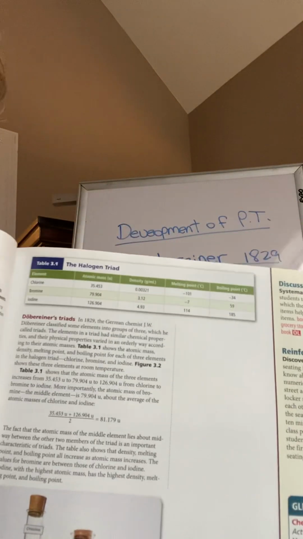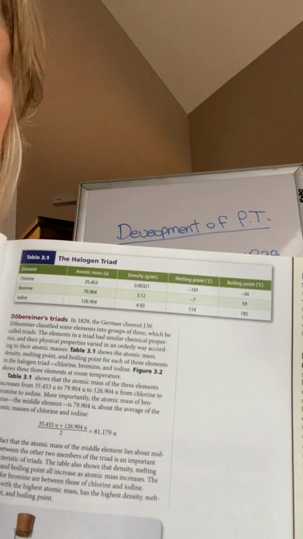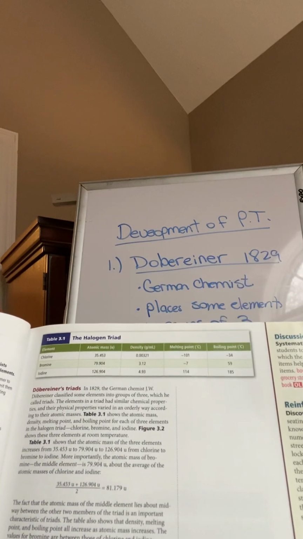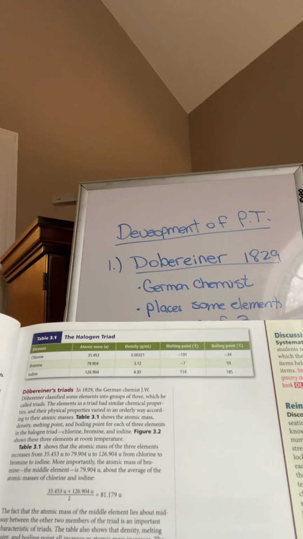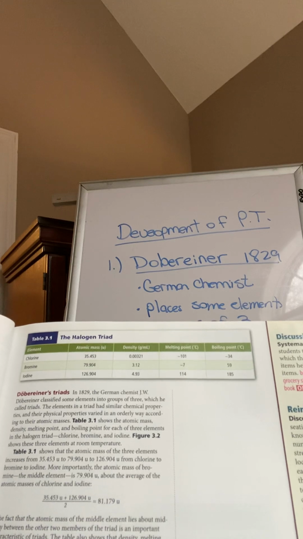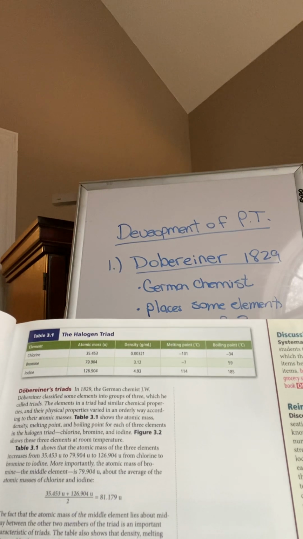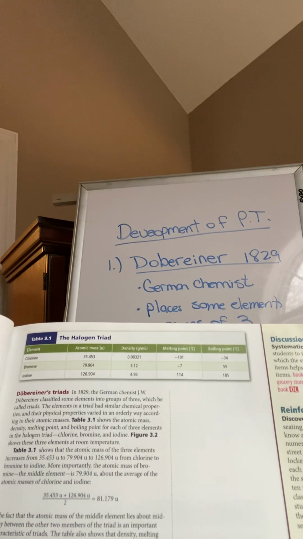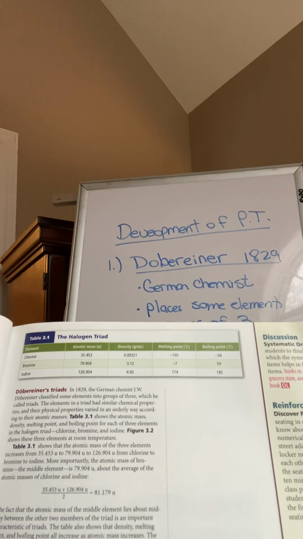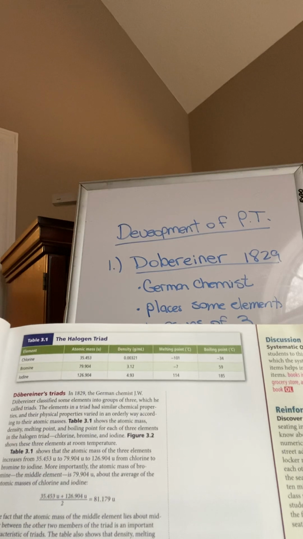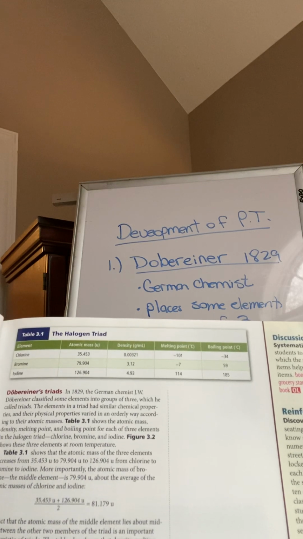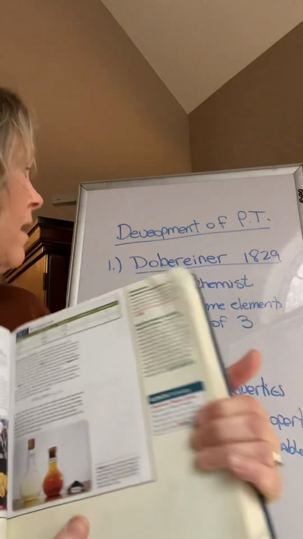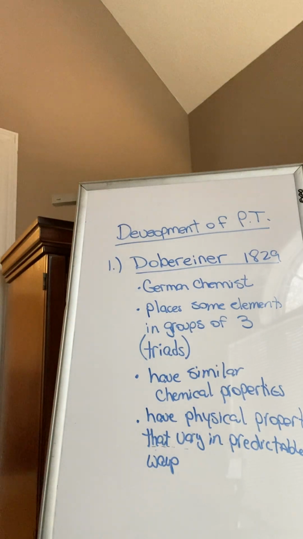Okay. And if you look at this table right here, you can see that when you look at the properties, and these are all physical properties here, they vary in a very specific way. In other words, you'll get your lowest number with chlorine and the highest with iodine. Okay. So that's an example of what Döbereiner did.